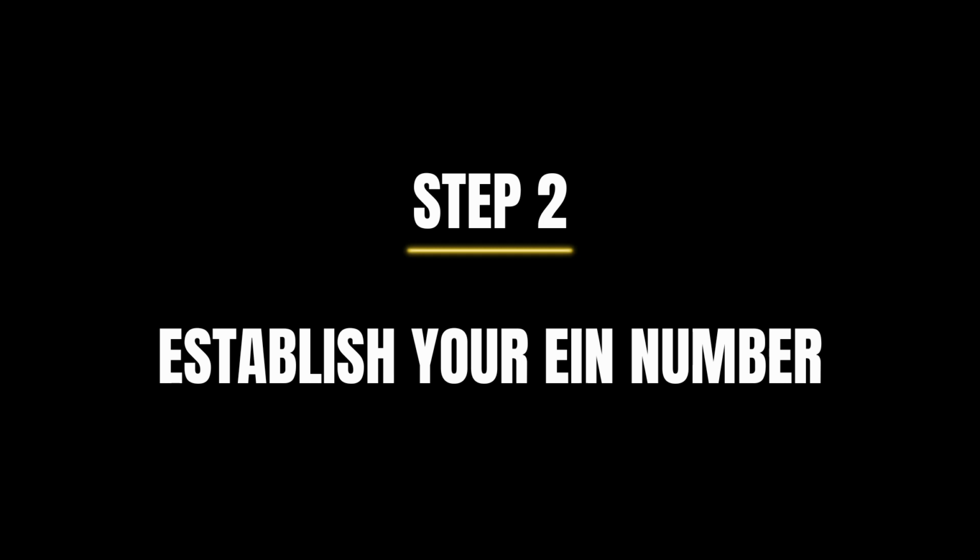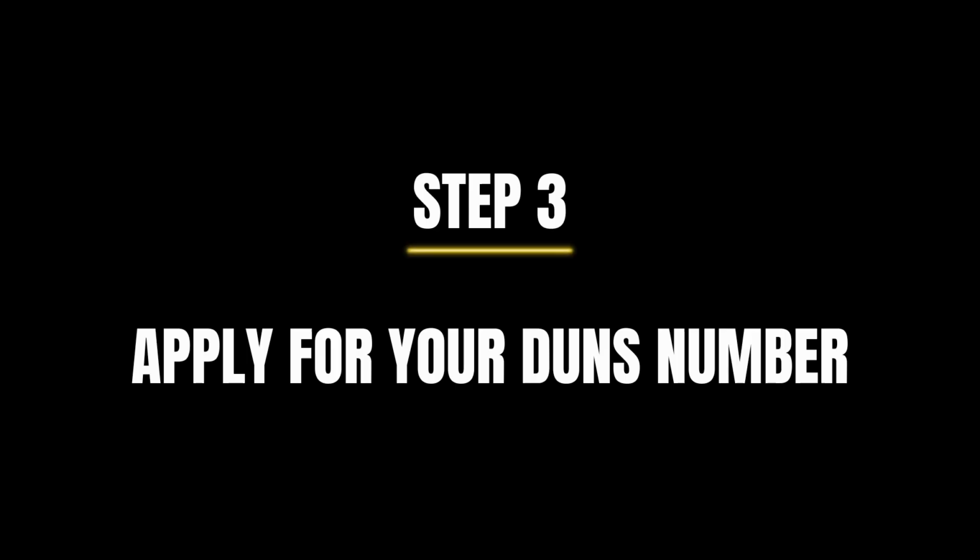Step 2, you want to establish your EIN number. Now, if you've already established your EIN number, you want to amend your EIN number with the same details that we determined in part 1. Step 3, apply for your DUNS number. You can do this at dnb.com. It's a free application. You don't need to purchase anything on the website.